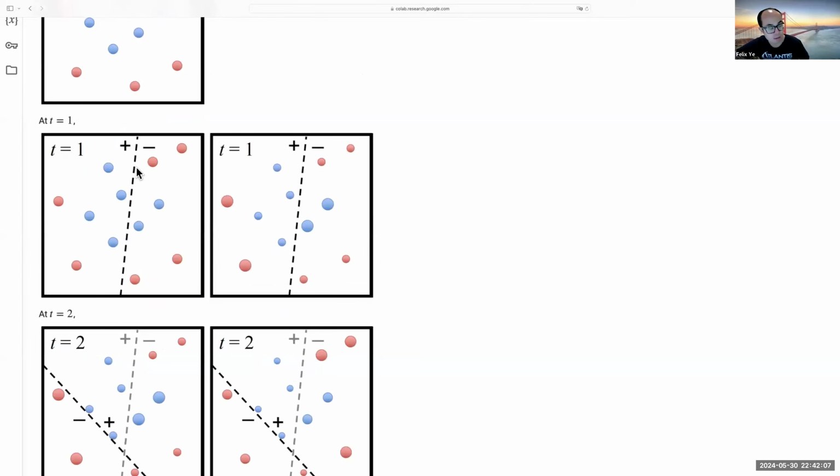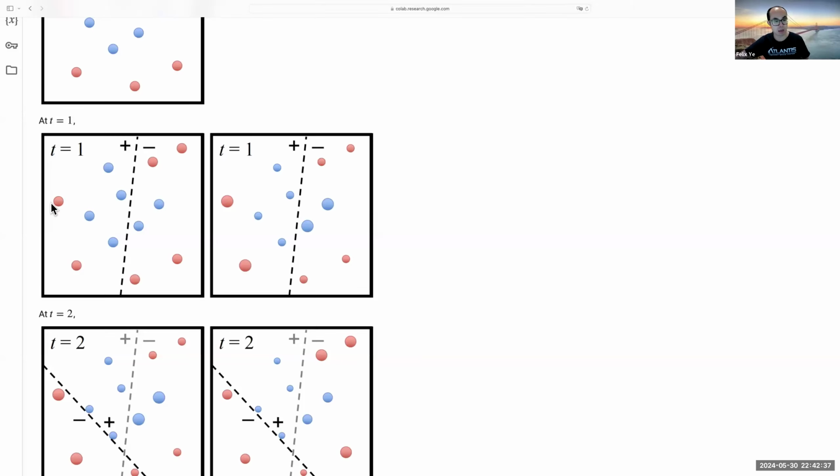At round one, I'm going to use logistic regression. So I'm going to draw a line right here to separate blue balls and red balls. But of course, since these balls are impossible to separate with a linear line, if we draw this line right here, over here will be predicted as red balls, and over here will be predicted as blue balls.